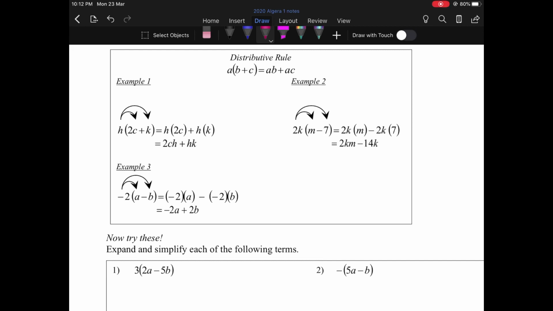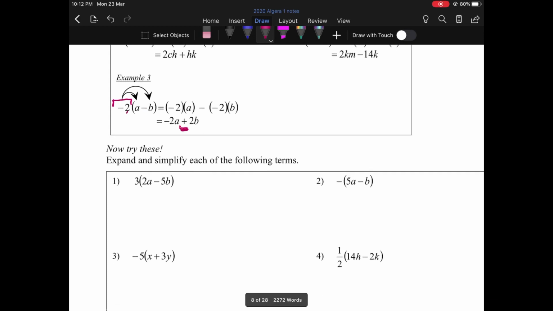Now for example 3, you will notice there will be a change of sign. Now, we have negative 2 multiplied by a minus b. You have to distribute negative 2 into the terms in the bracket. So you treat the negative 2 as a single entity, and distribute it into the terms in the bracket. So you will get negative 2a, and negative 2 times negative b, you will get positive 2b. That's why you have a change of sign here. No longer minus b. Okay, it will be positive 2b.